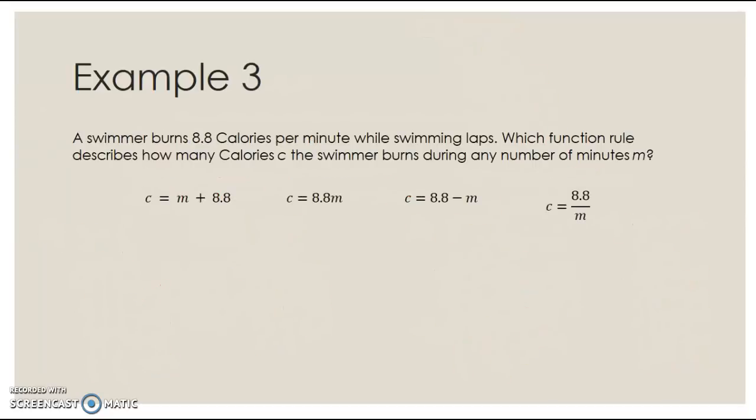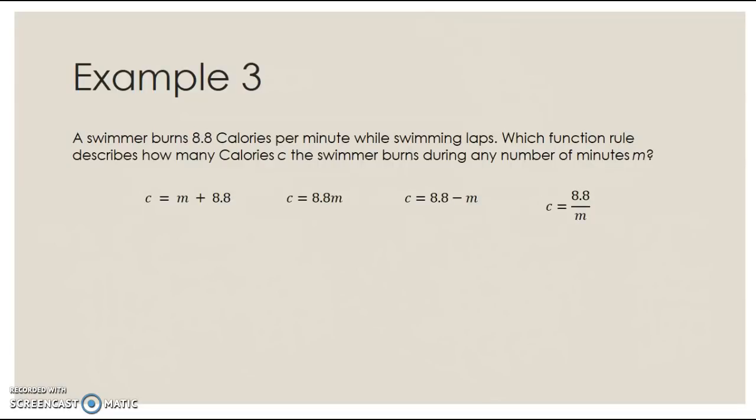So last example, example 3, here we have our real world example. A swimmer burns 8.8 calories per minute while swimming laps. Which function rule describes how many calories C the swimmer burns during any number of minutes m?